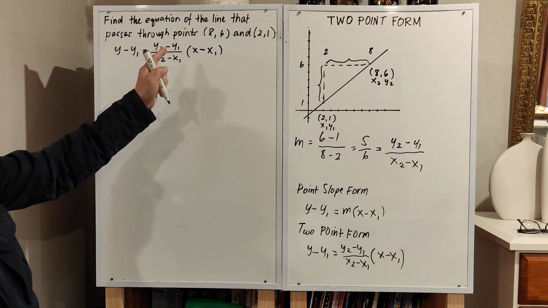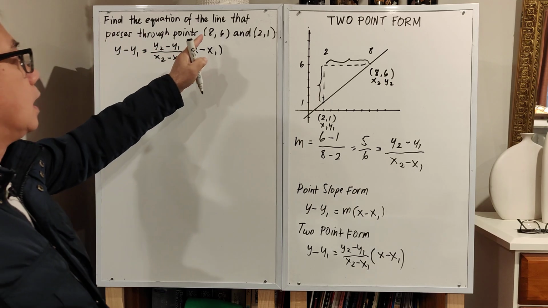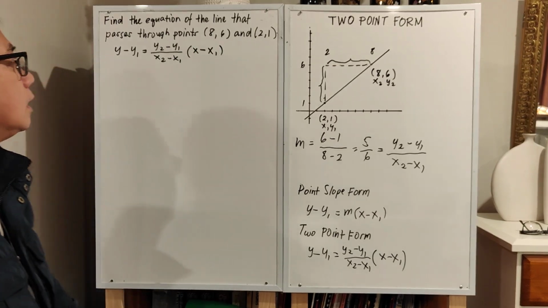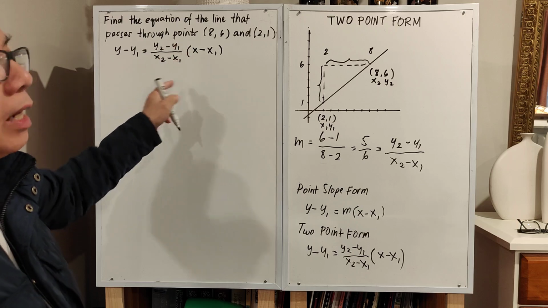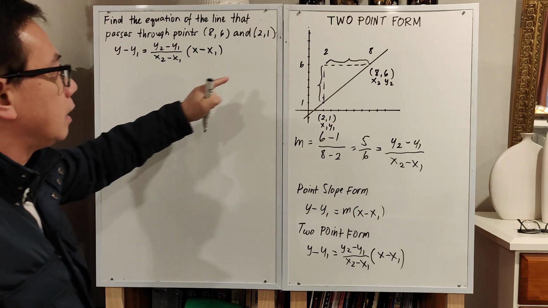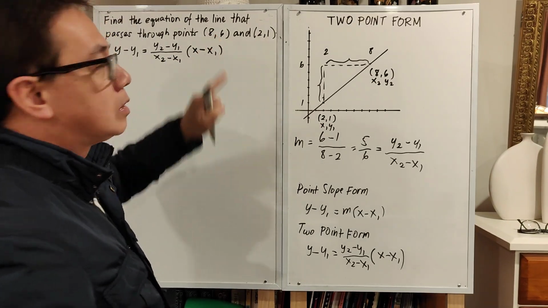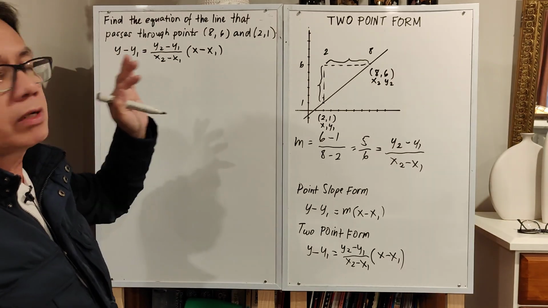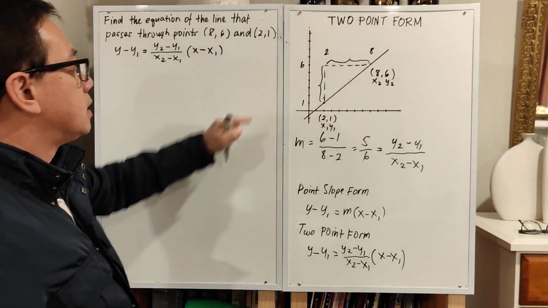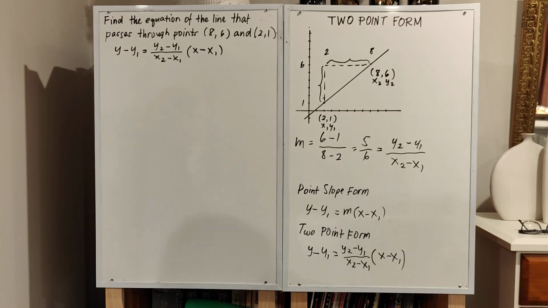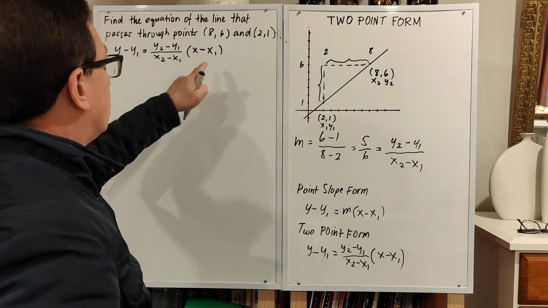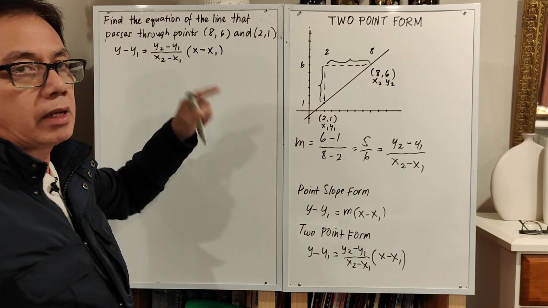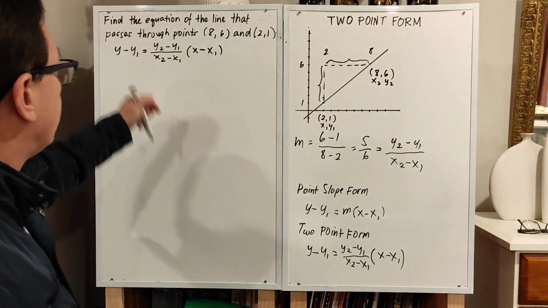So we can use this formula for this next example. Find the equation of the line that passes through points (8, 6) and (2, 1). So we just substitute the values into the formula and we get the equation. We can either use this one or use this one. It doesn't matter, the equation will be the same. So let's just use this one, and you can try using the other one as practice to see if you get the same equation.